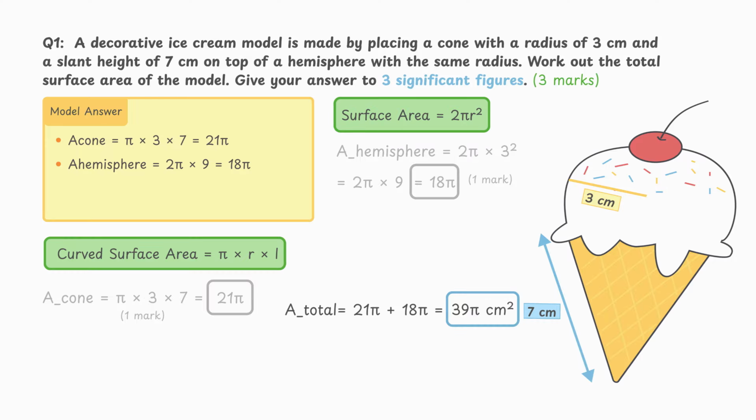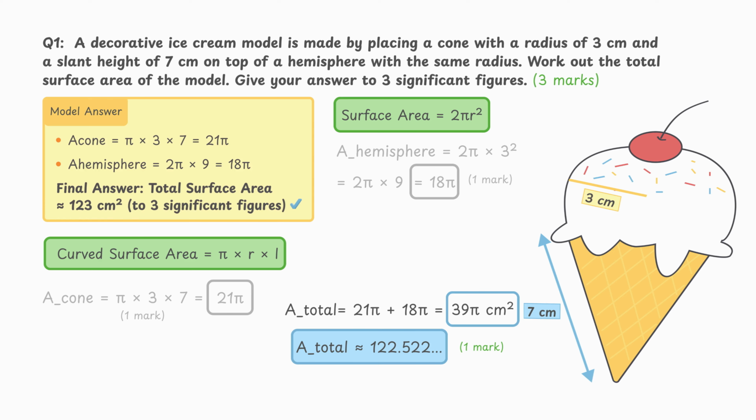Now we need to give the answer to 3 significant figures. Using a calculator, 39 pi is approximately 122.522. Round to 3 significant figures, it becomes 123 centimeters squared. So the final answer is total surface area is approximately 123 centimeters squared to 3 significant figures.